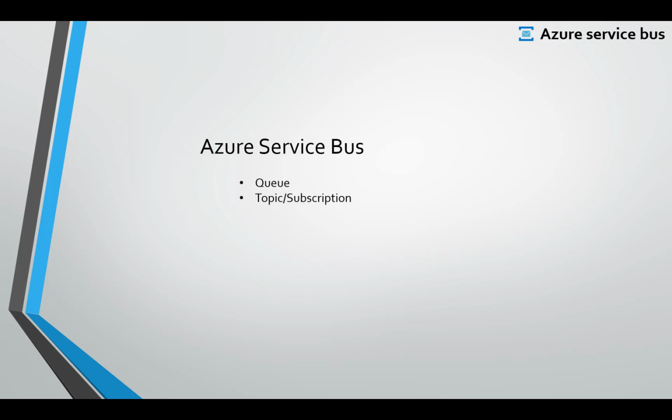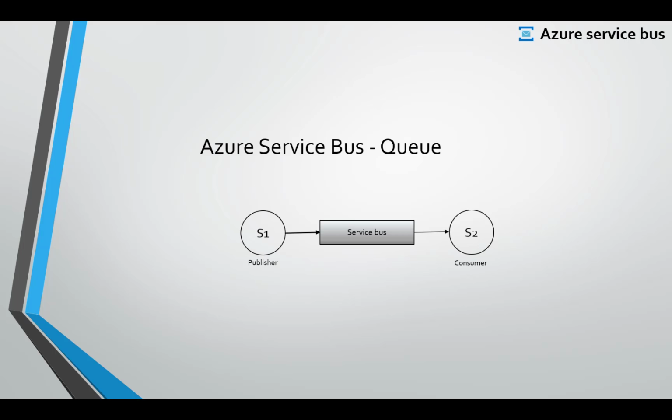The main difference between queues and topics is that queues are dedicated for one-to-one communication, and the topic and subscribe technique is more like publish and subscribe. I'm going to talk more in depth about those, but I'm going to start by describing how a queue works.